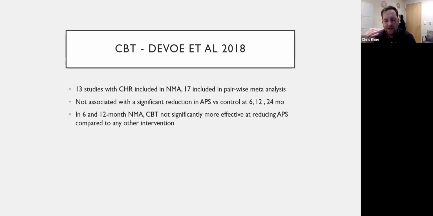did something called surface under cumulative ranked area plotting, or SUCRA, which basically gives like a numeric ranking of the different interventions. And CBT did rank the highest compared to their other interventions, but again, when they look pairwise, there's no significant difference between it and other interventions. So there's a lot of caveats to that ranking.